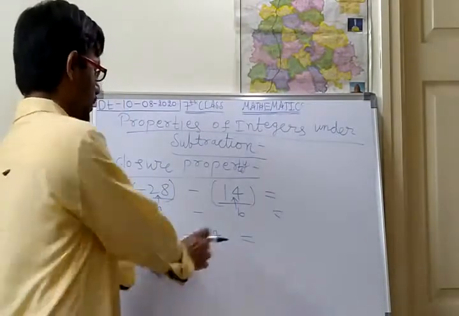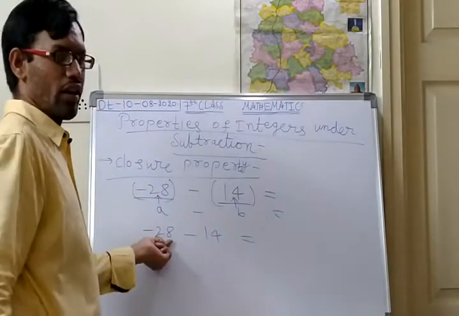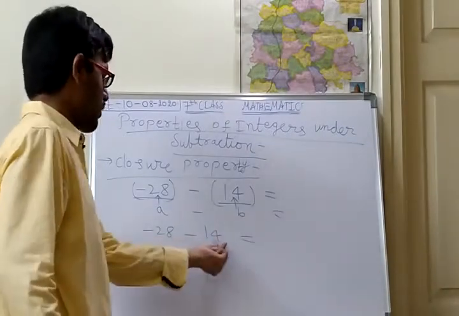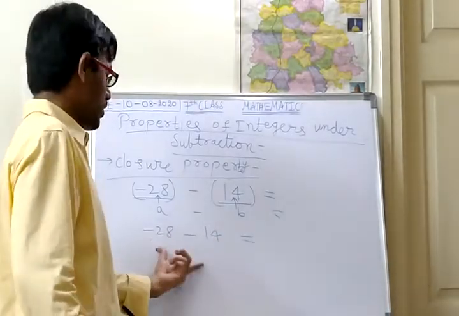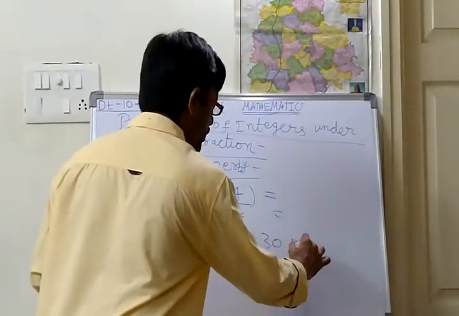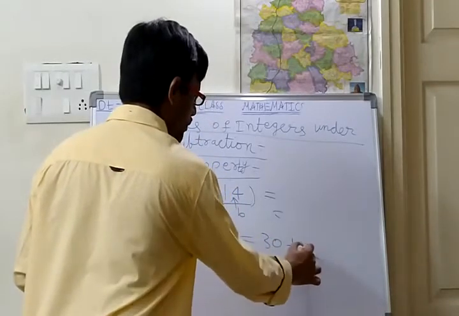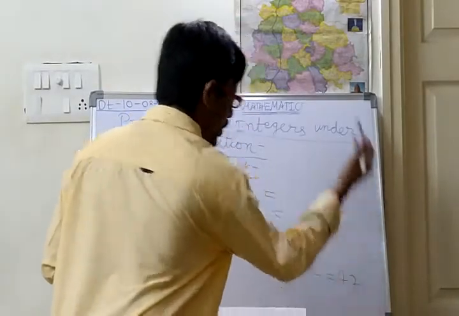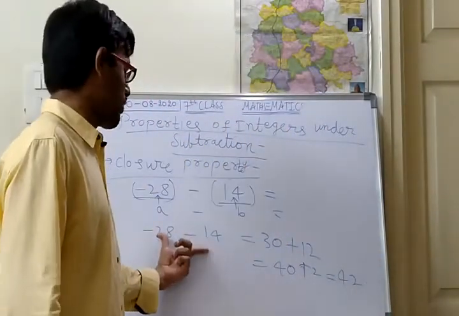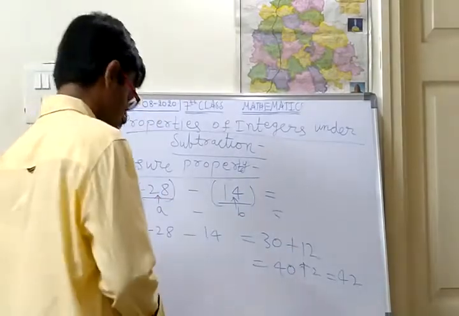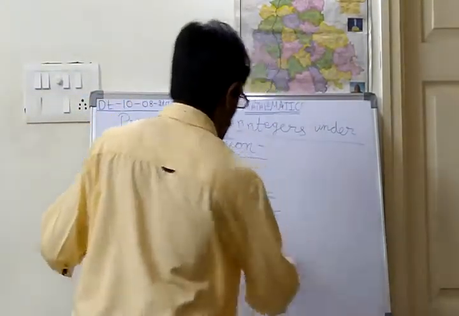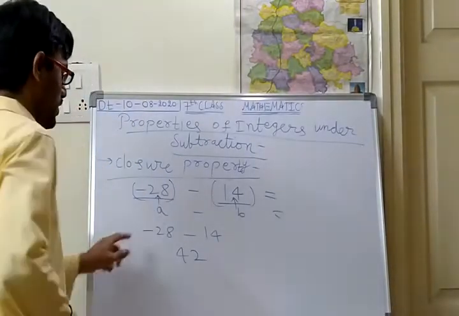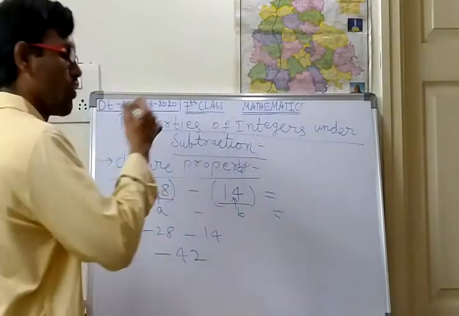So 20, 10. In the 28, 20 is there. In the 14, 10 is there. 20 plus 10, 30. 8 plus 4, 12. Now 30 plus 12. What is 30 plus 12? 30 plus 10, 40, plus 2 is 42. So 28 plus 14 is 42. So answer is 42. Both are having same symbols, that is minus. So that same symbol only you have to keep.